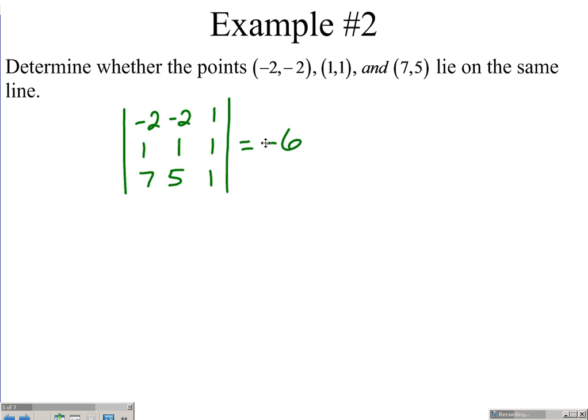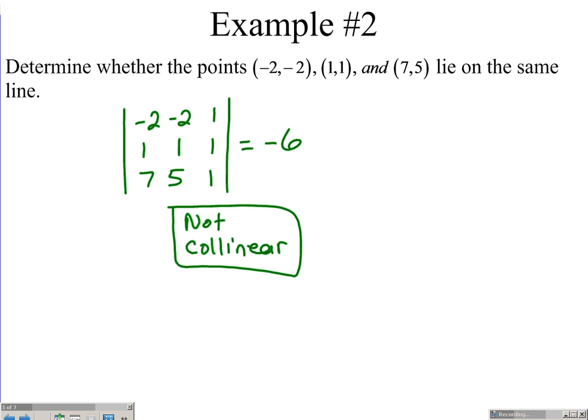Since it is equal to negative 6, that means that these 3 points are not collinear. There is a triangle formed, therefore the points cannot lie on a straight line. Make sure when you are done with these types of problems, you are not just saying what the determinant is equal to, but you are giving the value of the determinant and then interpreting your answer by saying it is collinear or not collinear. The only way that they are collinear is if that determinant is equal to 0.